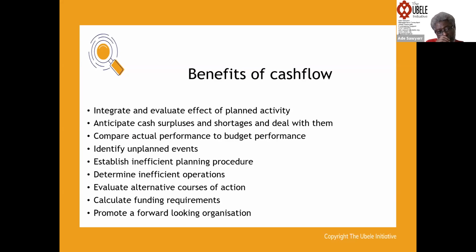So all in all, cash flow forecasting enables us to integrate and evaluate the effect of planned activity. It makes it possible that we anticipate cash surpluses and shortages and we deal with them. It helps us to compare actual performance to budget performance. And when we identify any unplanned events, we are able to either secure funding, either on a short-term arrangement with our bank. What cash flow forecasting helps to do is that it means that we see where we are inefficient and we correct it. And really, it helps us to calculate our funding requirements to lead us into a more forward-looking and progressive organization.